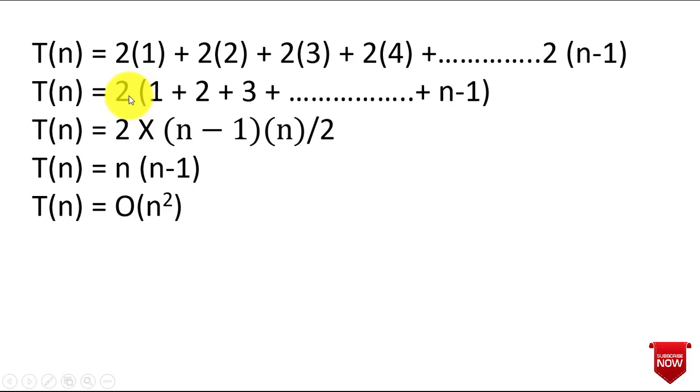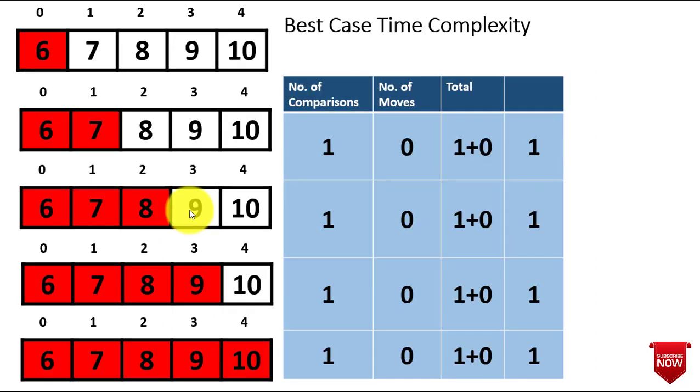Then just take common 2 and 1 plus 2 plus 3 and so on. This is a simple addition of general numbers, 1 plus 2. This is a series, so we can apply the summation formula, n into n plus 1 by 2. Here n is n minus 1, so n minus 1 plus 1 will be n, divided by 2. 2 is cancelled out by 2, so n into n minus 1. So finally the leading term will be O of n square. Clear? So this is the time complexity of insertion sort in the worst case.